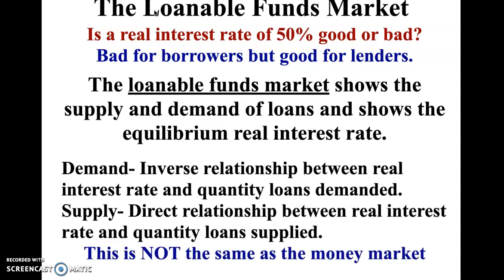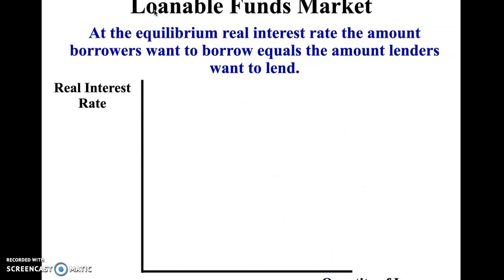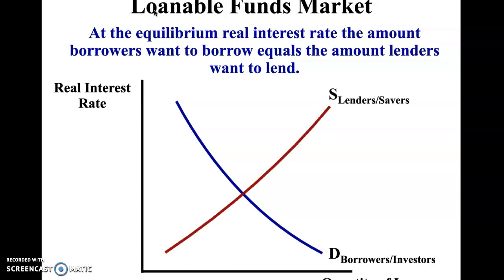So it's not the same as the money market, and the supply is not going to be vertical. So you'll just have a supply and demand graph, just like aggregate supply, aggregate demand, or supply and demand. In this case, demand is borrowers or investors, and supply is going to be lenders and savers.